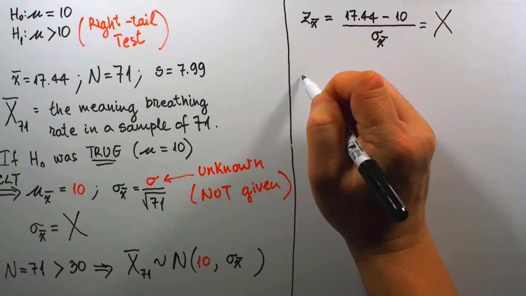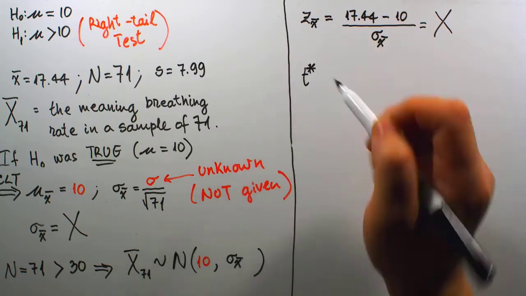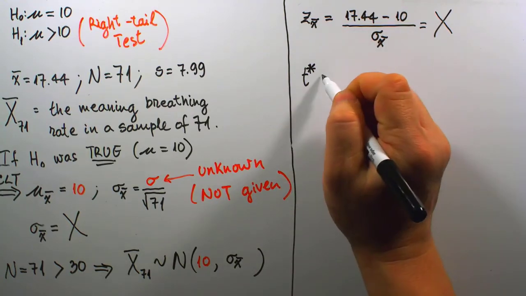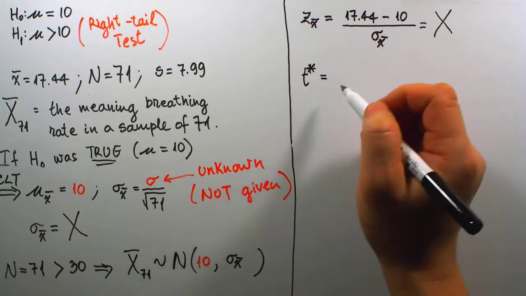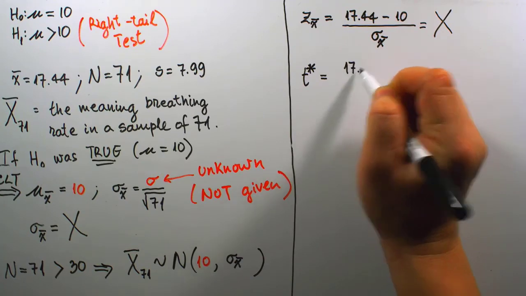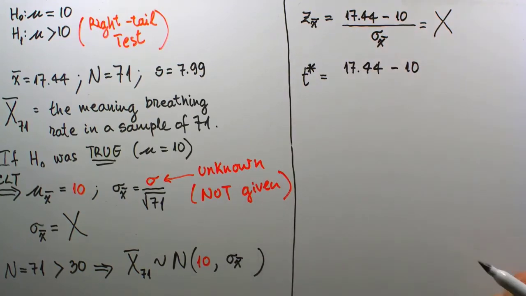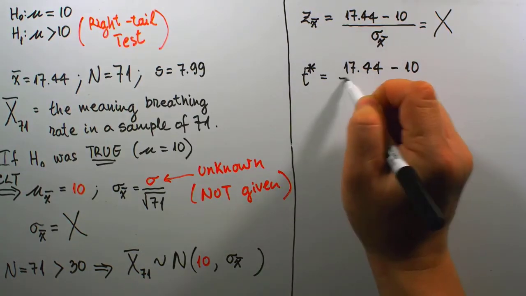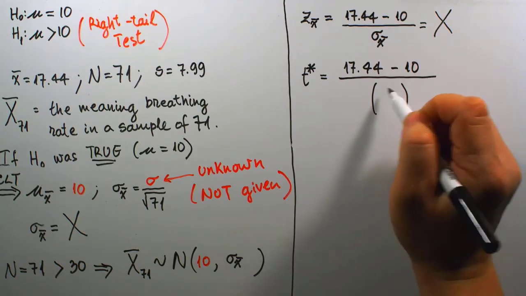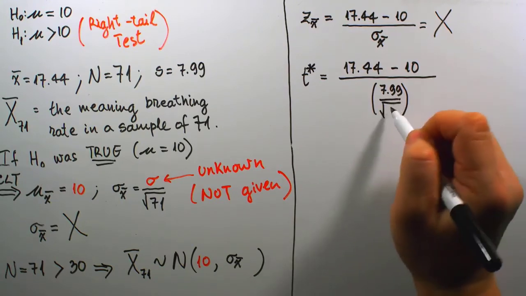So now I am going to calculate, instead of the z-score for our sample, a t-score for our sample. And the t-score of our sample is going to be calculated as, from where our sample mean value stands, I am going to subtract the center on the bell curve, just like that again. But now this difference is going to be divided by the expression 7.99 divided by square root of 71.